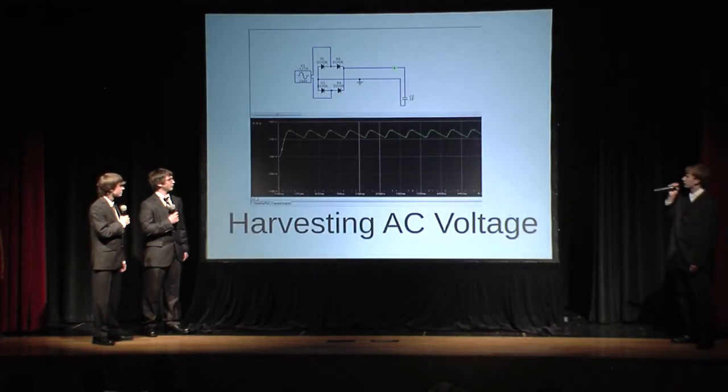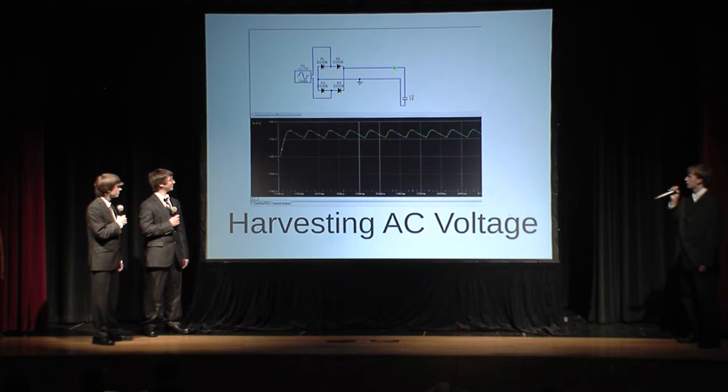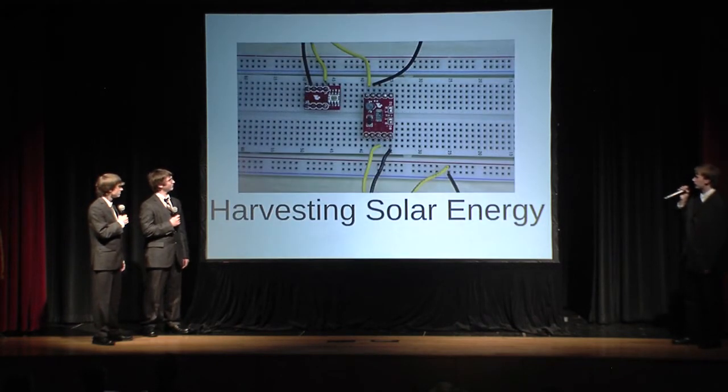This here is a graph, and it just shows you how the AC voltage is going back and forth significantly. And this is another picture of our energy harvester, but this time it's hooked up to a solar cell.